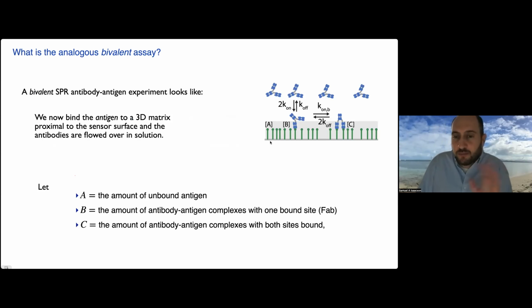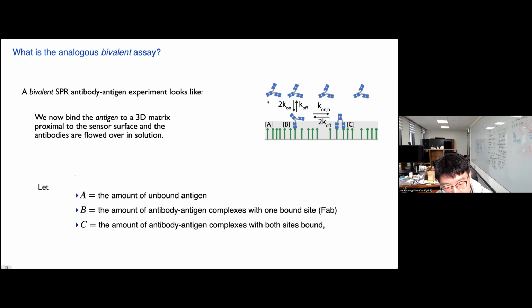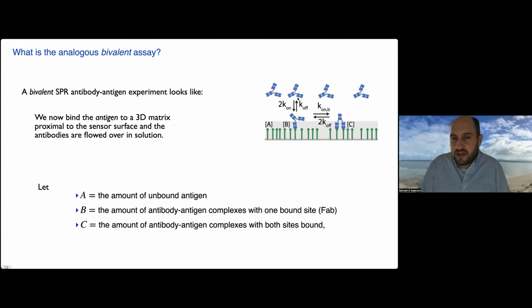So the simplest bivalent assay you might think of is the analogous one to the monovalent, but flipping what's free and what's bound. So now the antigen are on the surface, again in 3D, not 2D. This is just representative. And the antibodies are flowed over. Well, now you'd have a two-step process where the antibody binds, and then there's some rate that the second arm on the antibody can bind.